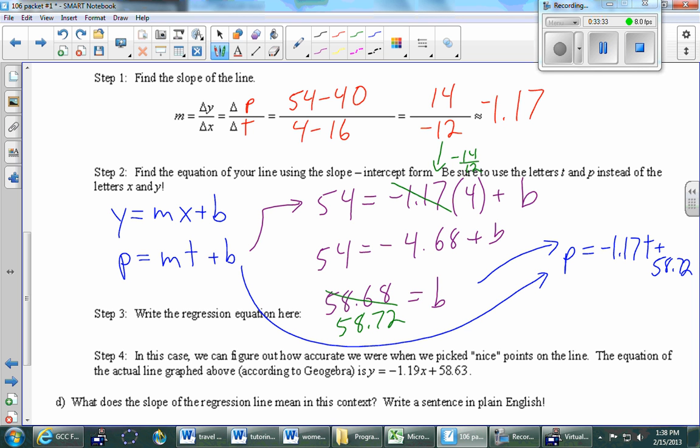Step 4. In this case, if you figure out how accurate you were, you get nice points on the line. The equation of the actual line graphed above is y equals negative 1.19x plus 58.6. Okay, that's the actual line that I graphed on the previous page. That's the best line. That's the right answer. Were we close? We were. We said the slope was negative 1.17. What is it really? Negative 1.19. How come we weren't perfect? Was it rounding?